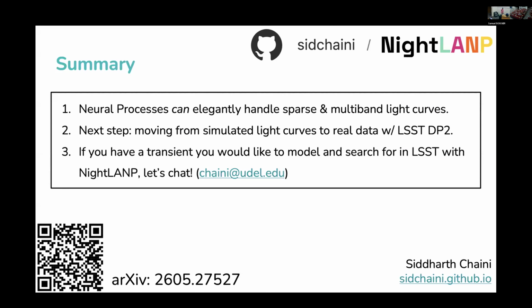So just to summarize, I think neural processes are really elegant models for working with light curves. If you are using any kind of light curves with machine learning, I think you can use them in foundation models in whatever task you want. I am moving from simulated light curves to real data with DP2 and alerts. And if you have a transient you particularly care about, let's talk and we can try and hunt for it together. So thank you so much.